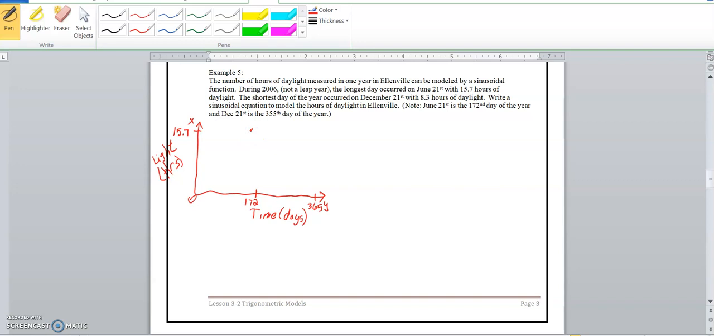We also know that the shortest day is December 21st. That has 8.3 hours. So let's call this 8.3, and that is somewhere around here on the 355th day. Squeeze that in, so that comes up to about right there. Now these are the only 2 points we're given. One thing I want to do is, again, we're going to find that midline. And for a couple reasons, you could do the math, add those two numbers, divide by 2.